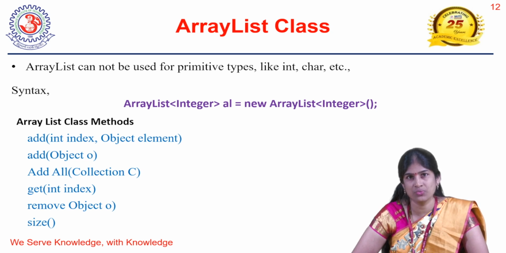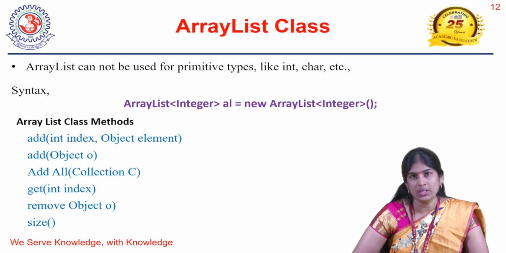It does not work for primitive data types like int, character, float, all these things. It works for objects. So we have to convert these primitive data types to objects. For that, we can use the wrapper classes. Wrapping takes place, which converts the primitive data types to objects. So for the int primitive type, you can use the Integer wrapper class, and for char you can use the Character wrapper class.